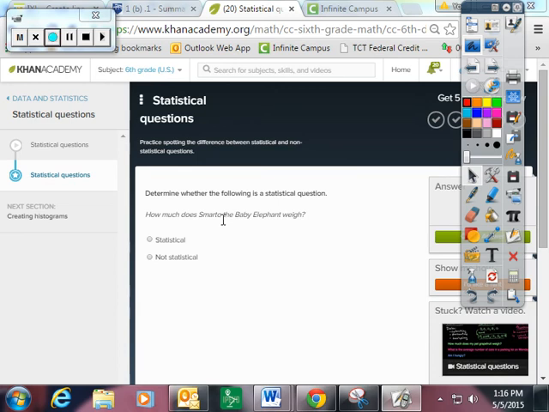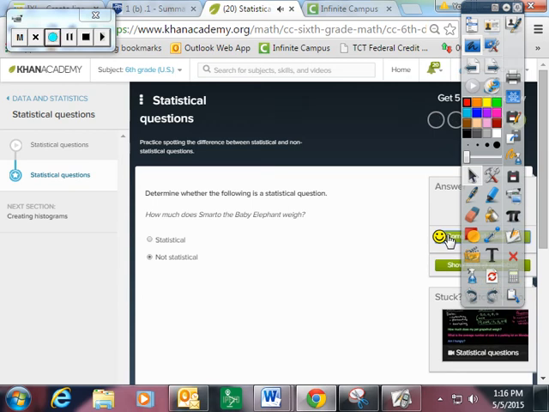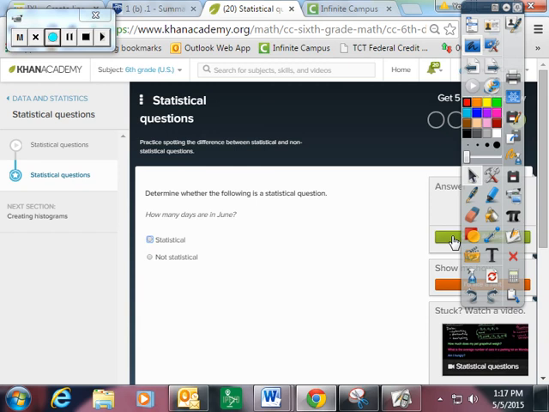How much does Smarto the baby elephant weigh? I'm going to say that's not statistical. There's really only one answer about how much the baby weighs. No real math involved. Babies get weighed on a scale. That's that. How many days are in June? Also not a statistical question. There's only one answer to that.